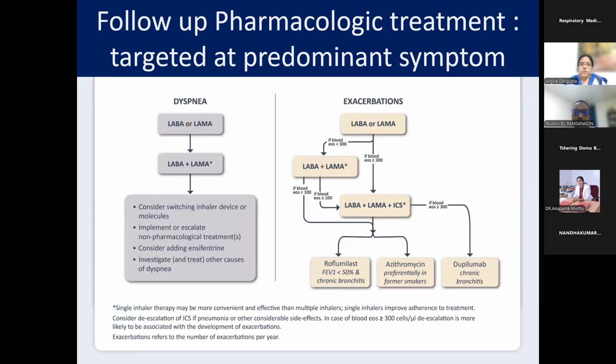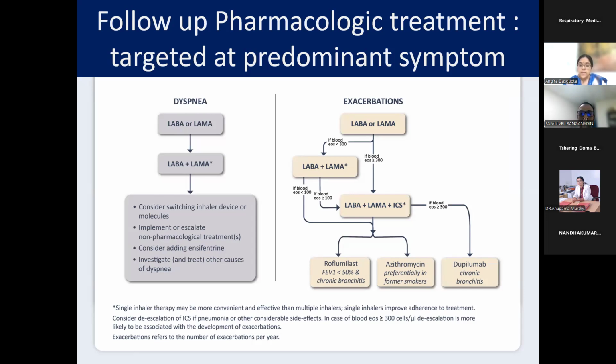And this is the follow-up of the patients. We are supposed to target the predominant symptom that the patient suffers from. So if it's dyspnea, there is no need for giving ICS or an oral steroid. But if it's exacerbations, which are pretty frequent, we are supposed to give an inhaled corticosteroid or an oral medication. And if you look at the bottom 3 boxes, it says that roflumilast, which is a PDE4 antagonist, should be given if the FEV1 is less than 50% and the patient has chronic bronchitis, which means that the patient does not have overt airflow obstruction.